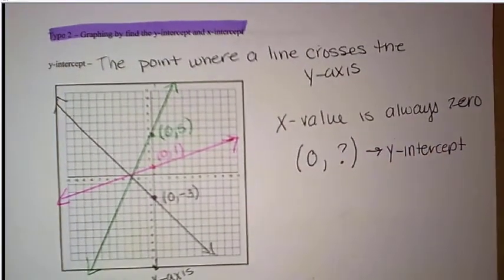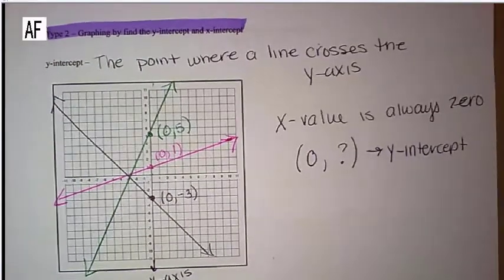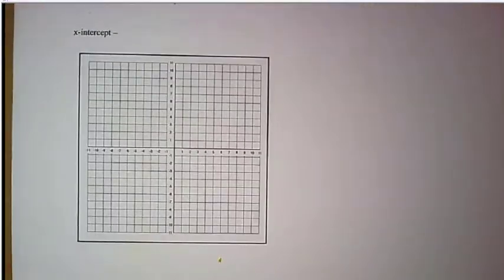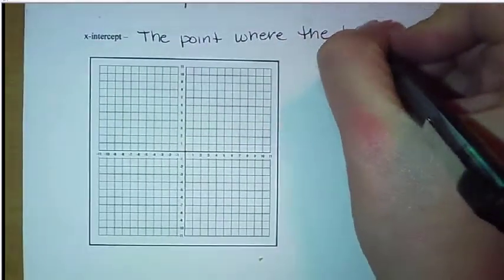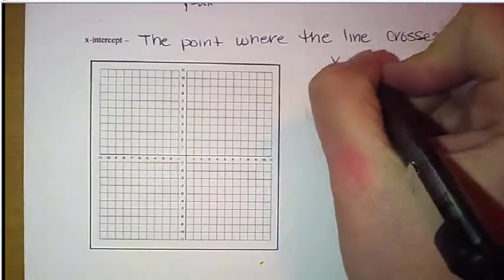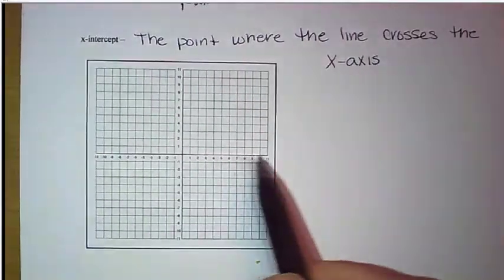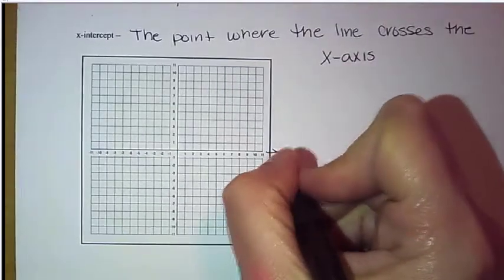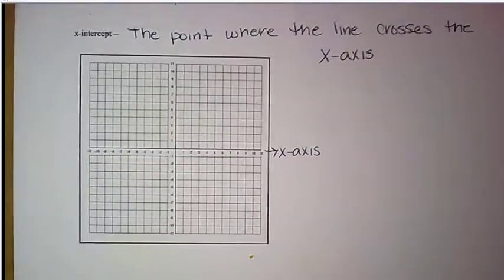Okay. So let's talk about the x-intercept and see if it's very similar to the y-intercept. So I'm going to scoot this up here. And the x-intercept is the point where the line crosses the x-axis. And again, if you'll remember from our earlier section, this line across here, this horizontal line, is our x-axis. So we're looking at where our line crosses that axis right there.